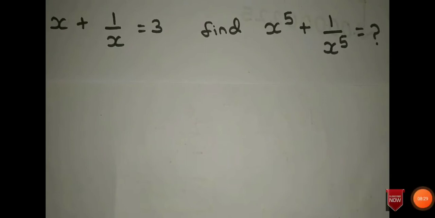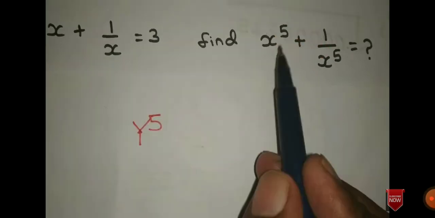See here, x plus 1 by x is equal to 3. X power 5, now we are seeing in terms of 5, right? So see here, actually for solving this we have to use a formula. So let us consider the term as y, the unknown as y. Put y. Here we are having power 5, so put as it is.